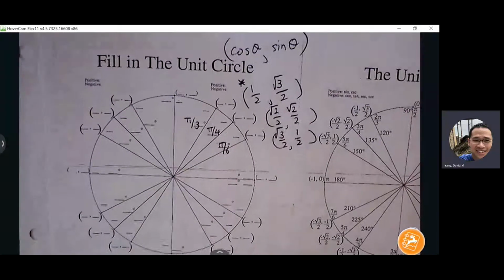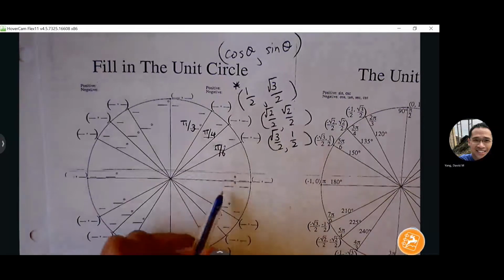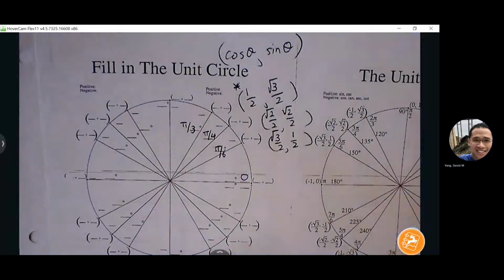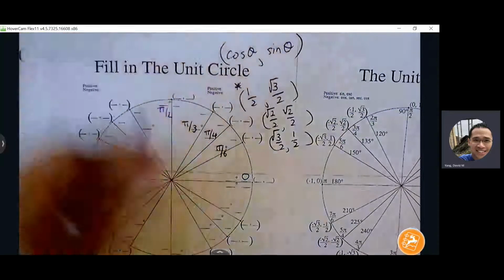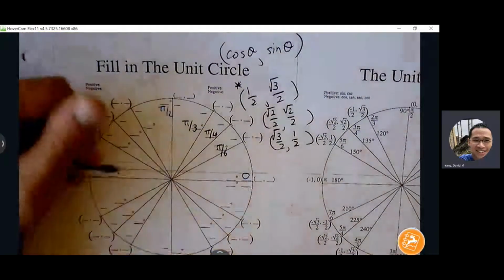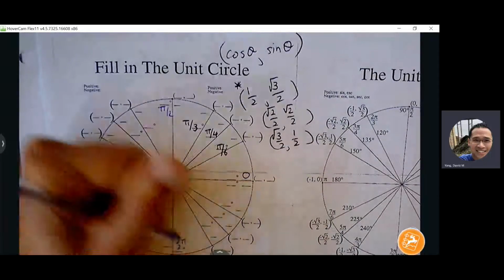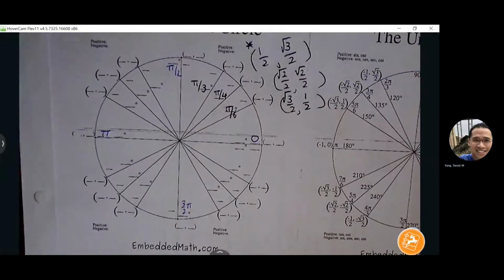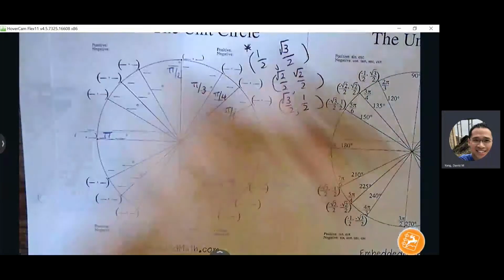Okay, next thing that I want to go over are the measures along the axis. Here we start at 0 radians, measure 0. Up here, 90 degrees, the same thing as pi over 2. Over here, pi, and then below, 3/2 pi, or 3 pi over 2. And also, if we circle all the way around, we can think of this as 2 pi.